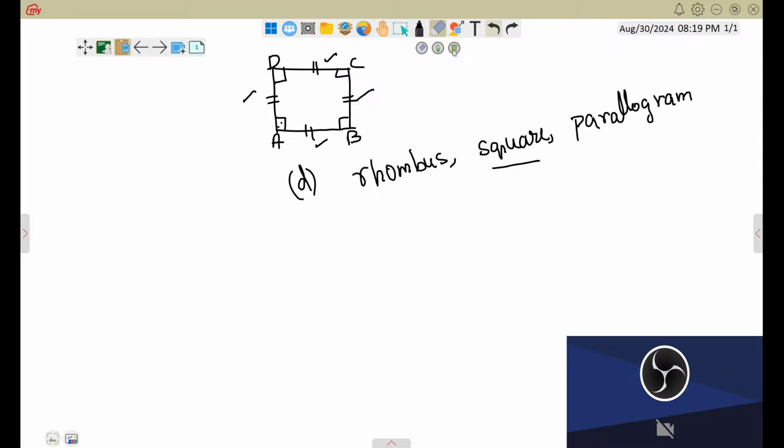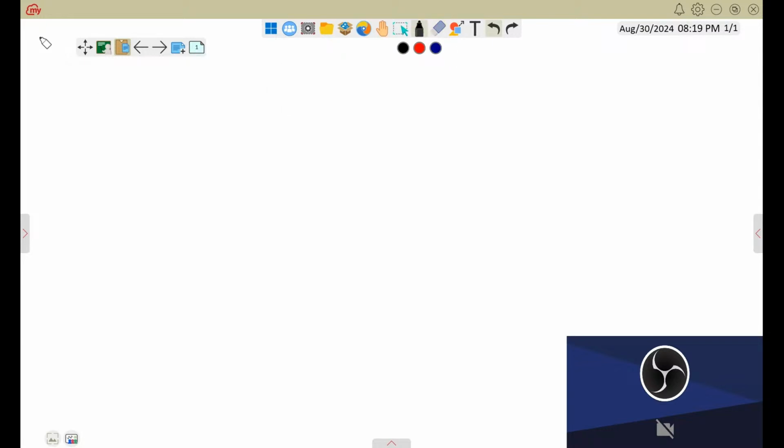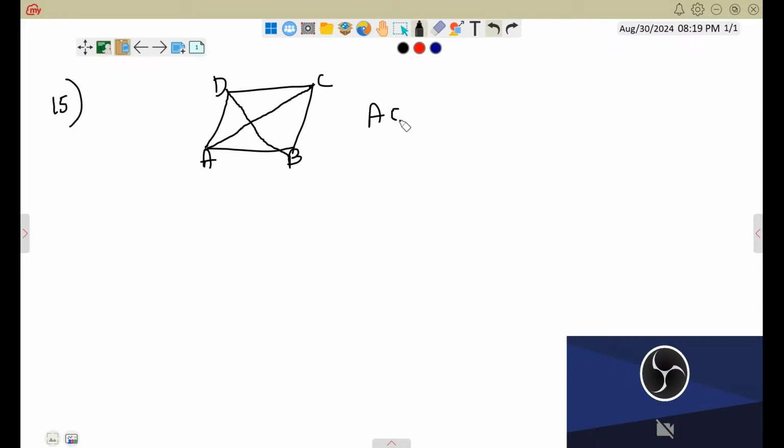Coming to the next problem. The diagonals of a parallelogram. There is a parallelogram ABCD. Draw a parallelogram ABCD. The diagonals AC and BD are equal, and perpendicular to each other. So AC is perpendicular to BD.